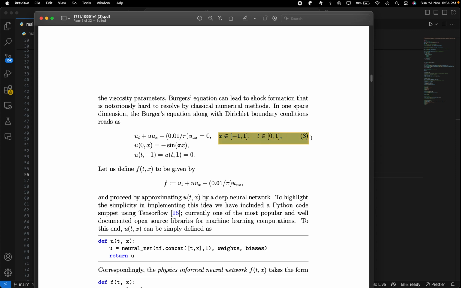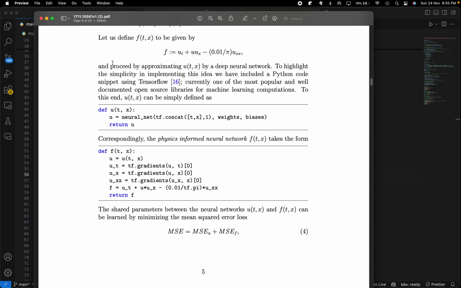And then you can look at this, the domain for x and t. We're going to be using similar domains: t from 0 to 1 and x from 0 to 1. And then you can see that these are the Dirichlet boundary conditions. So these are the boundary conditions we're going to be using.